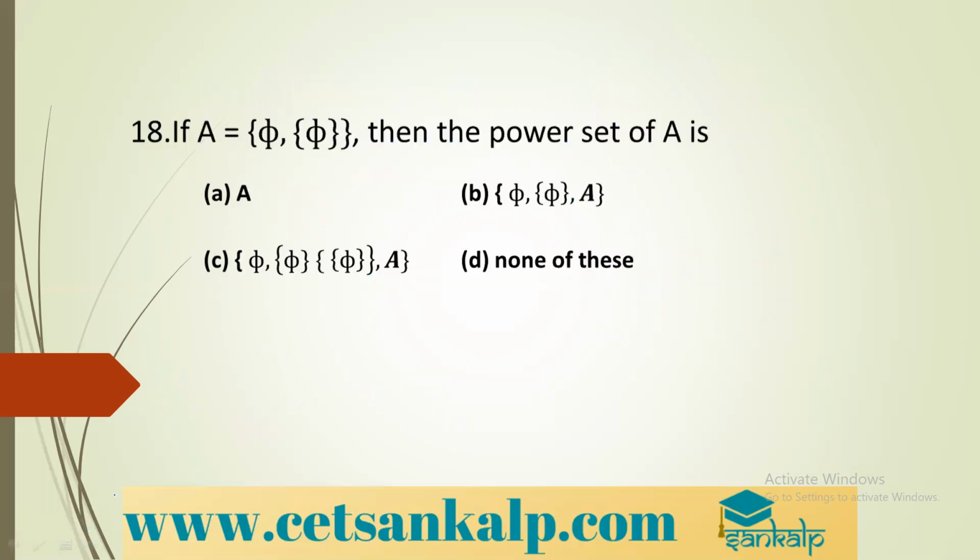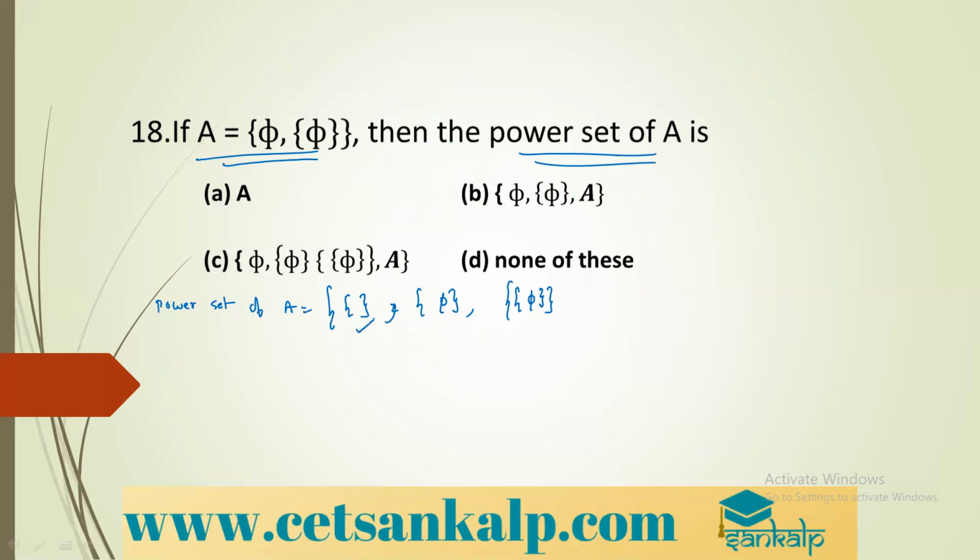Let's take the next question, that is question number 18. In question number 18, the set A is given to you. You have to write the power set of A. What is the power set of A? You will take all possible subsets. That means if you want, you won't take anything. If you want the other possibility, you will take only 5 as a set.